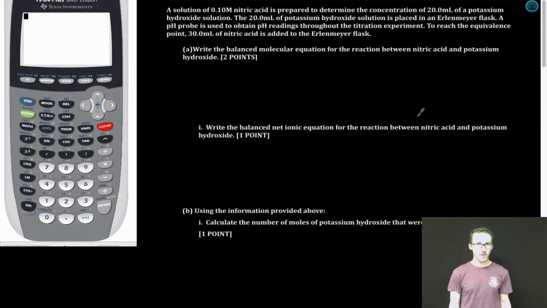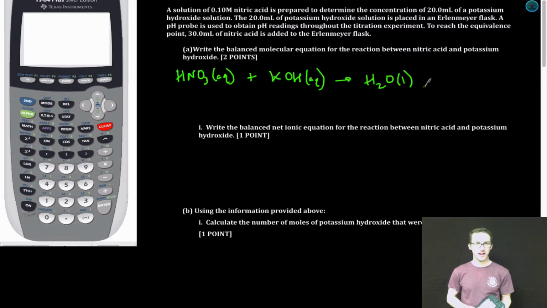Part A. Write the balanced molecular equation for the reaction between nitric acid and potassium hydroxide. Oh yes! Get to show off my chemistry skills. Nitric acid, HNO3, reacts with potassium hydroxide to form water and a salt. In this case, potassium nitrate.